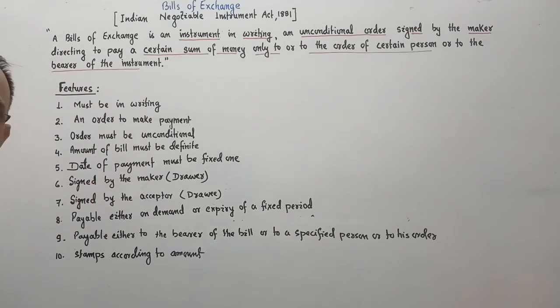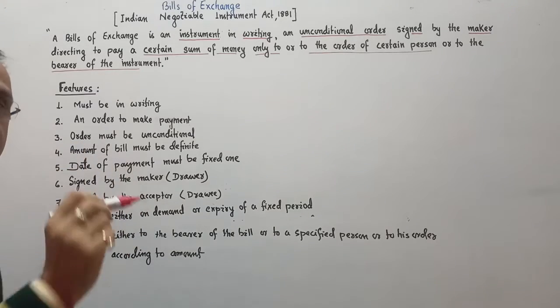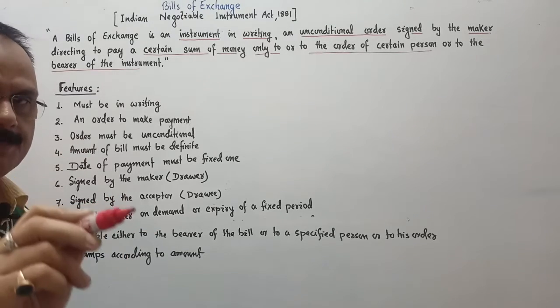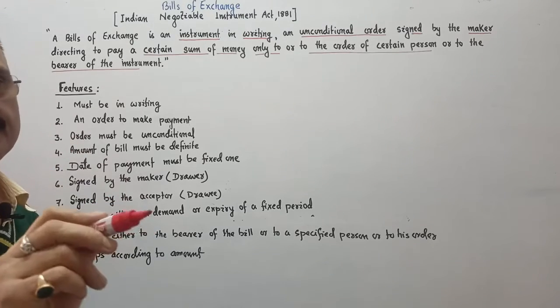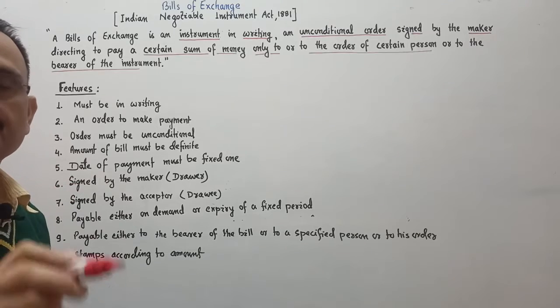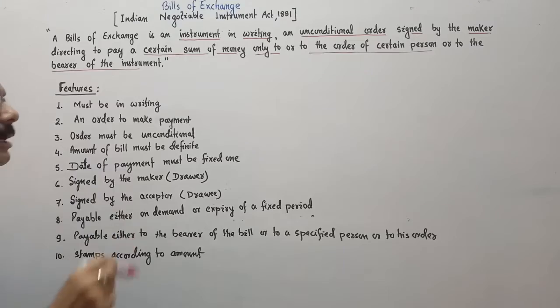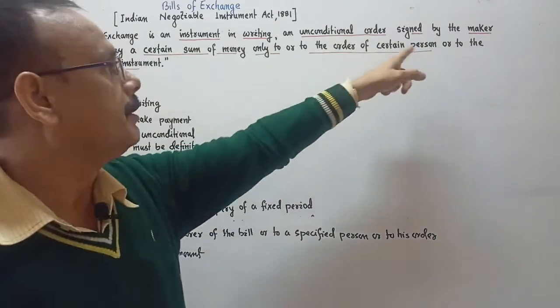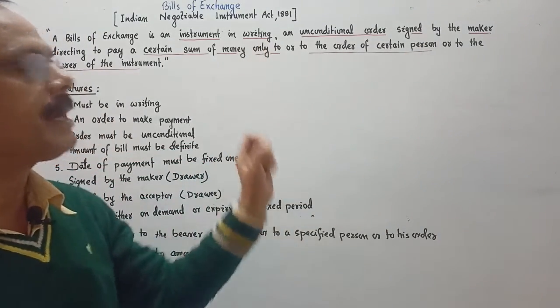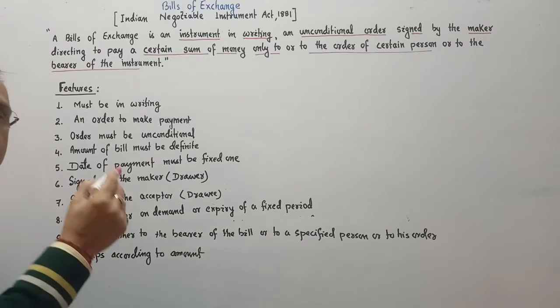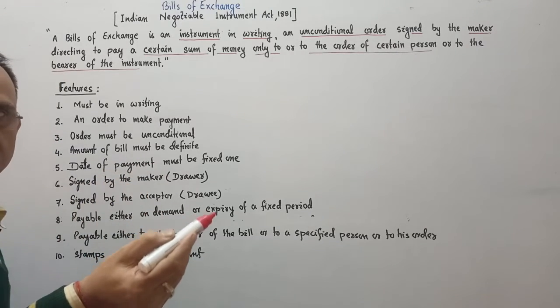Signed by the maker means signed by the drawer. Signed and accepted by the drawee. Signed and accepted by the drawee means, who is the drawee? The drawee is the debtor. Payable either on demand or on expiry of a fixed period.